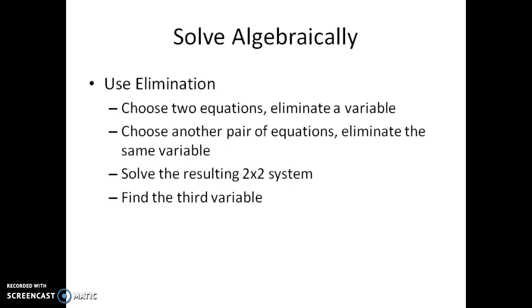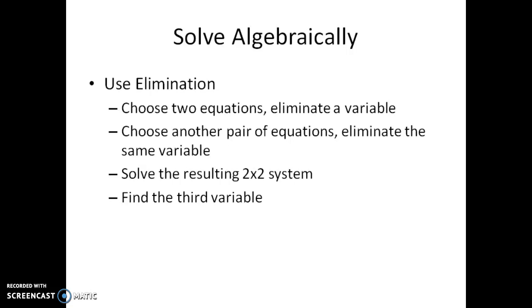So what we're going to do is take two of the equations. We're going to decide on a variable to eliminate, and you have to decide for yourself which is the easiest variable to eliminate. Then you're going to choose a second pair of equations and eliminate the same variable. So if you eliminated x with the first two equations, then you need to eliminate x with the second pair of equations. That'll bring you down to a 2x2 system.